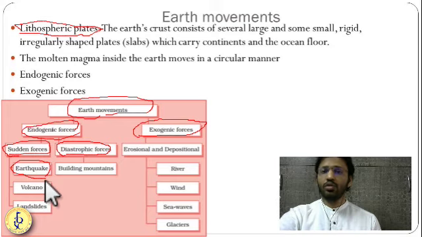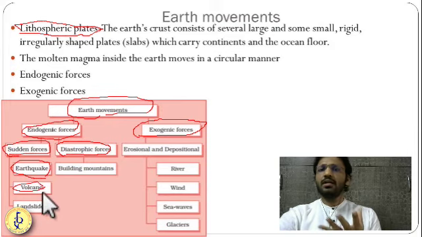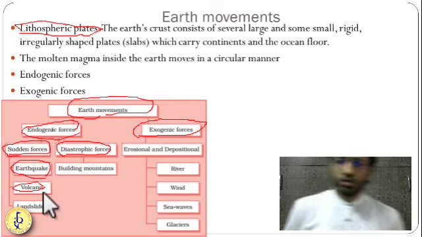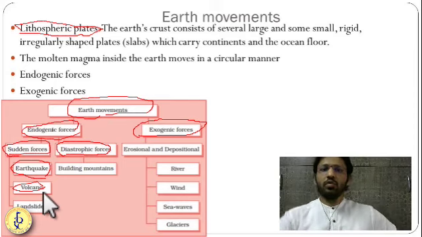Like it will create a huge tsunami. So sudden force, earthquake is a sudden force. Second sudden force is volcano. Suddenly the crust of the earth will break up and the molten magma from below the lithosphere will come up. So it can happen within a few days or few hours. Okay. So this is a second sudden force.